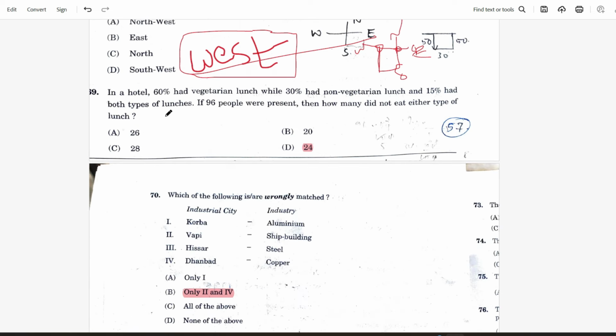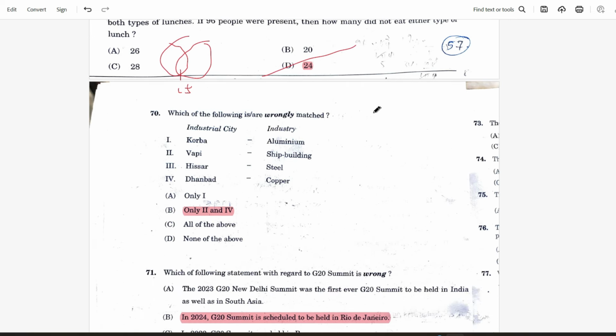This is purely based on sets, like 60%, converting the given number into percentages. Say total 60% are vegetarian, and 30% are non-vegetarian, then 15% are both. So in this way you can solve this. How many did not eat either of the types? That is 24 people will not eat either of the lunch.